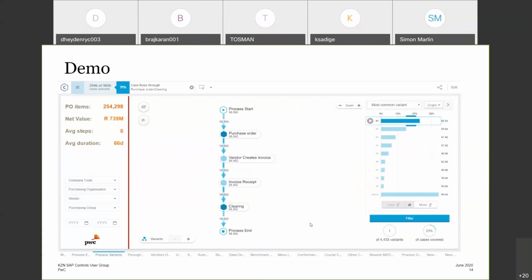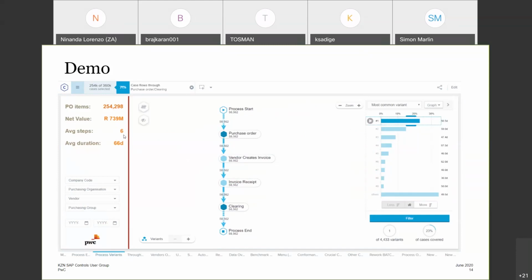So this view is also a very nice one that we use to just start analyzing the process. Just looking at it from the most common variant, so what is the most common flow in the process, and just to walk through it step by step, look at additional, including more of those variants, just to start seeing what's actually happening and taking place. So in this view, we've got 254,000 purchase order items. We've got the net value of those purchase orders, and we see that the process is actually an average of 6 steps.